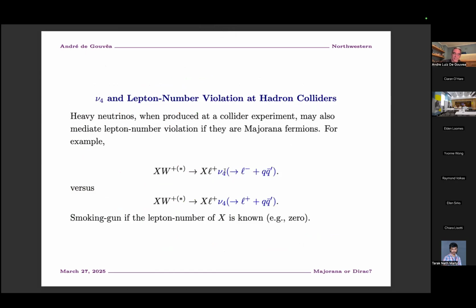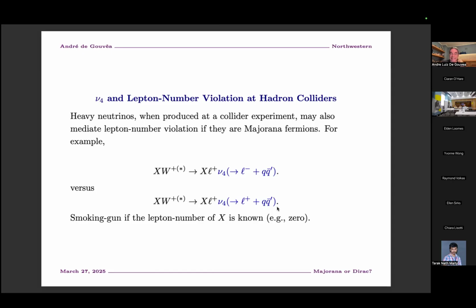In a collider experiment, if the new neutrino state is a Majorana fermion, it can be produced together with an L plus, and it can either decay into an L minus or into an L plus in the final state. So you can tell that you have lepton number violation because you have some final states where lepton number was violated by 2 units. So that's an easy way to tell that you violated lepton number, which means that this new particle that you've produced has to be a Majorana fermion.